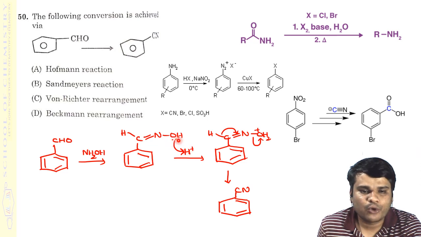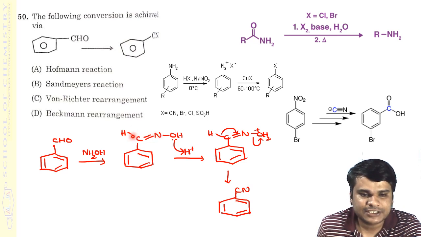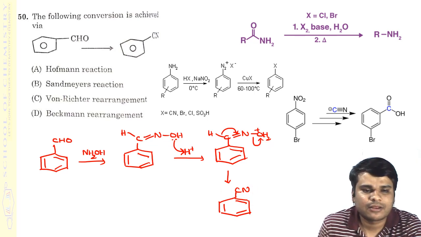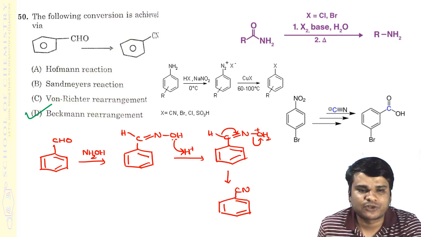The OH takes up one proton and becomes H2O, and this hydrogen can migrate, or the electrons of this hydrogen can migrate here, and the water molecule can be removed, giving the cyanobenzene product. The most appropriate answer would have been good if NH2OH had been given as the reagent, but still we can say that option D itself is the correct answer for this question.